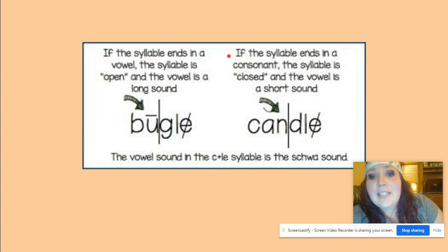If the syllable ends in a consonant, the syllable is closed and the vowel is short. So you can see here is our syllable division. And I look through here and I have a consonant here. I know it's going to be closed. So I have k and can. And I know my DLE says dul. Can-dul. So the vowel sound in the consonant LE syllable is the schwa sound. And thank goodness for us, we already learned the schwa sound.